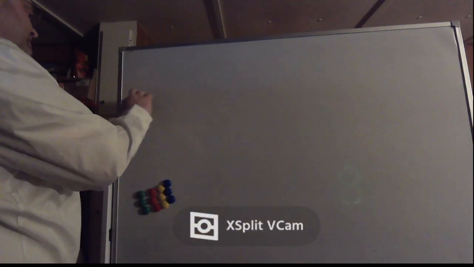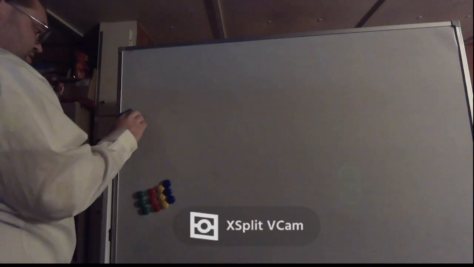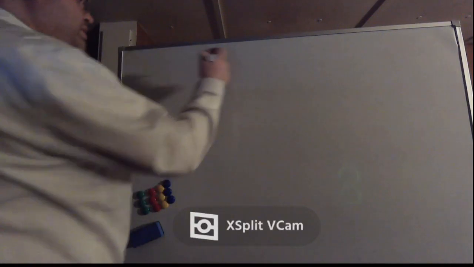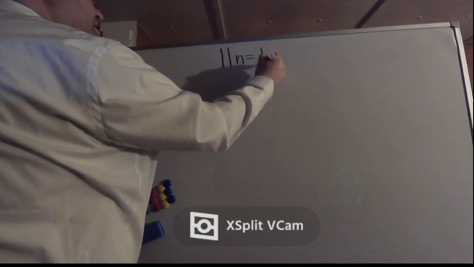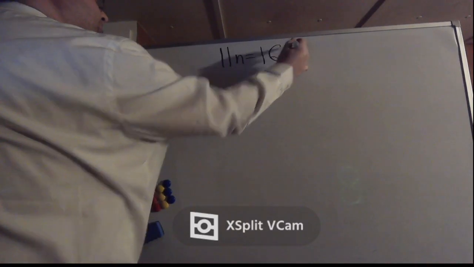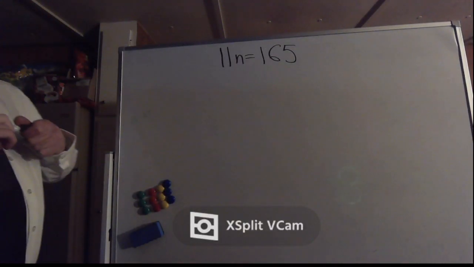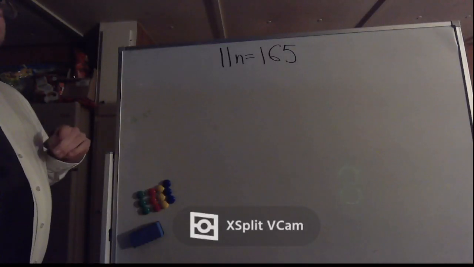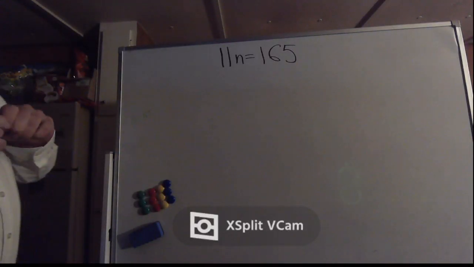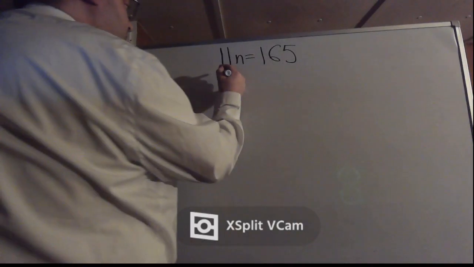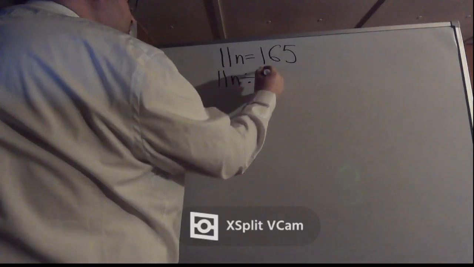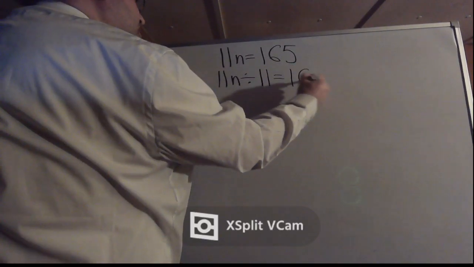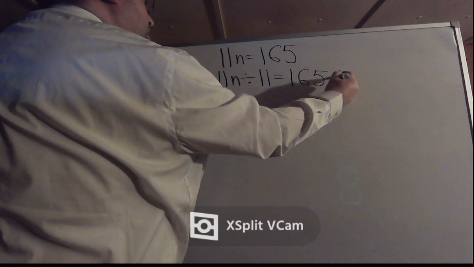One more problem, then the lesson's over. So what if we have a slightly harder one here? What if we have 11n equals 165? So again, we have 11 times n. We want to get the n by itself. Since it's 11 times n, we got to divide by 11. So 11n divided by 11 equals 165 divided by 11.